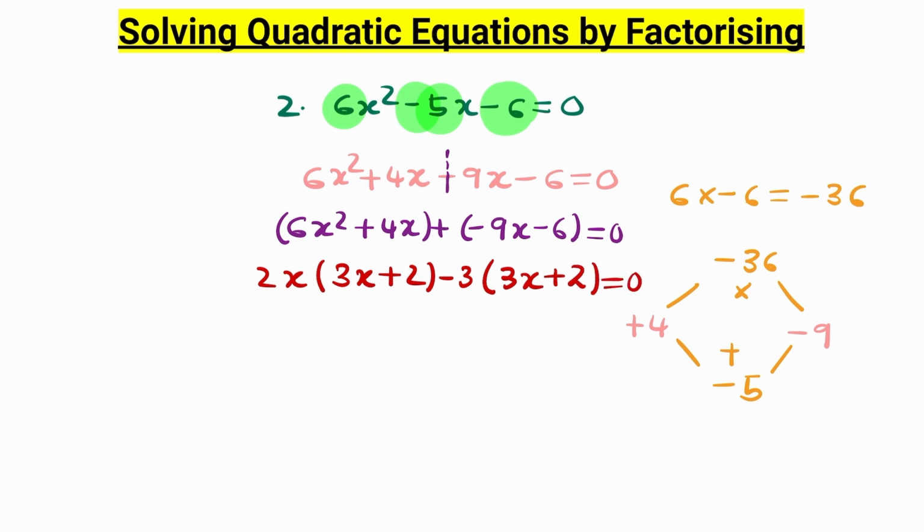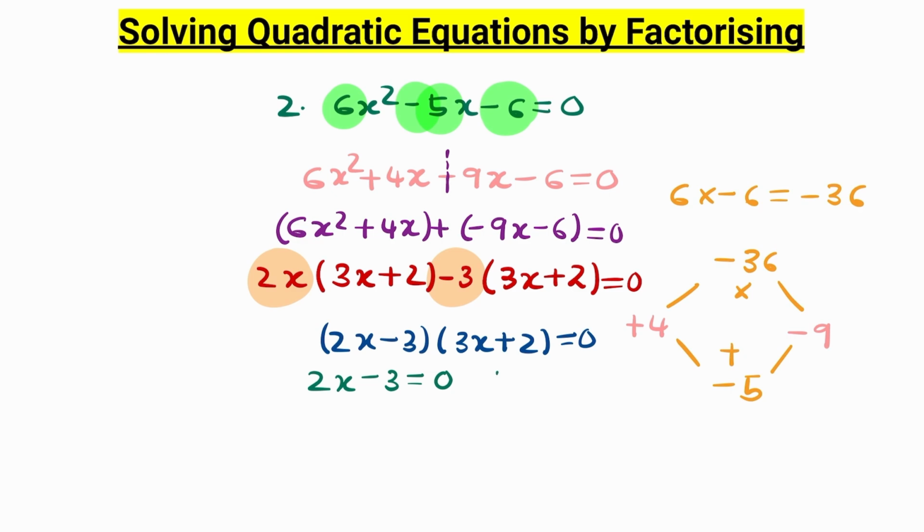And then after that we can write what is outside the brackets together and what is inside the brackets together. 2x and minus 3 are outside the brackets. So we write 2x minus 3. Then what is inside the brackets? 3x plus 2 equal to 0. We can equate each individual bracket to 0. 2x minus 3 equals 0. 3x plus 2 equal to 0.